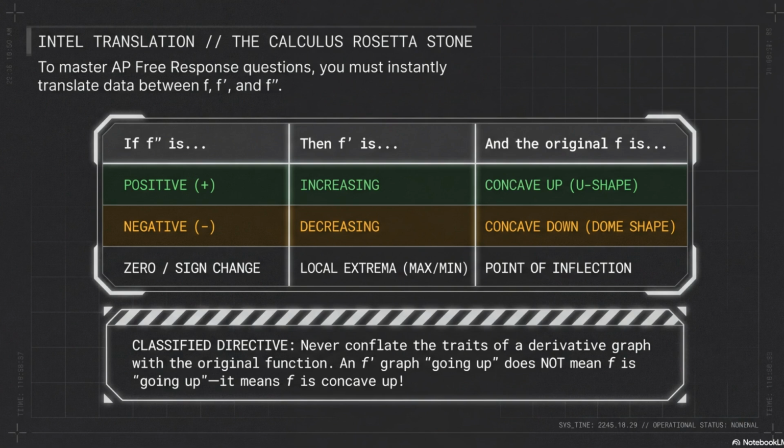To master free response questions, you must memorize the Intel Translation Rosetta Stone. These data streams are permanently linked. If f double prime is positive, f prime is increasing, and f is concave up. If f double prime has a sign change, f prime has a local extremum, and f has a point of inflection. Classified directive: never conflate the traits of a derivative graph with the original function. An f prime graph going up does not mean f is going up, it means f is concave up.